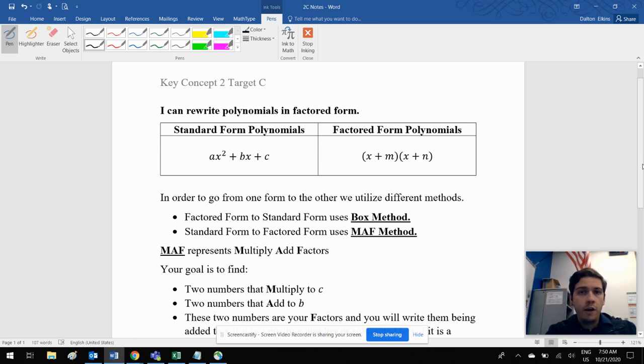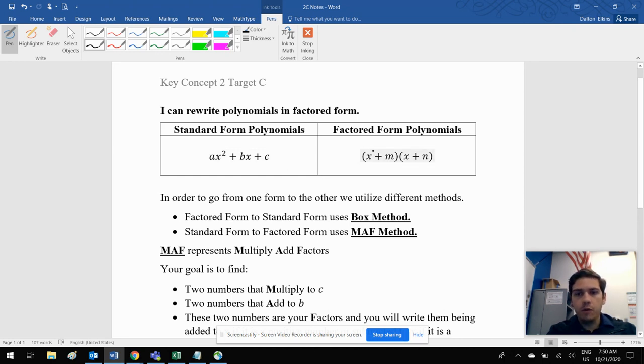Hey students, here's a video that's going to go over the concept of 2C, which is rewriting polynomials in their factored form. We talked a little bit about the two different forms that you could see polynomials in. One of them is standard form, where you have ax squared plus bx plus c, where a, b, and c are any numbers that you could think of.